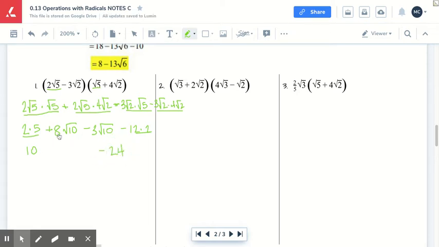And I kind of left a blank in between because these two are like radicals. So they have the same radicand with the same index. So that means I can actually put those together by just adding or subtracting the coefficients. So 8 minus 3 is 5. And now I can add together the numbers on the outside there. So 10 minus 24 is negative 14. And then the 5 root 10 is not alike with that other number, so I can't do anything to combine them. I have to keep it just like it is.